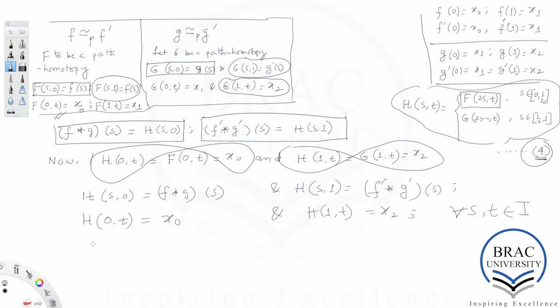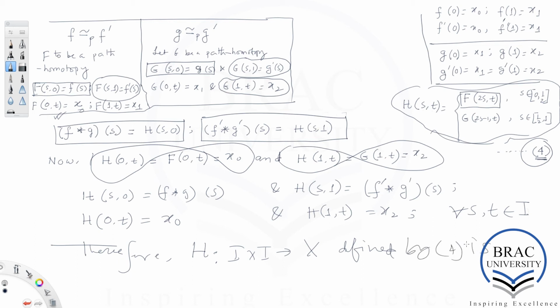Therefore, h from I cross I to X defined by this equation is indeed a path homotopy between f star g and f prime star g prime.